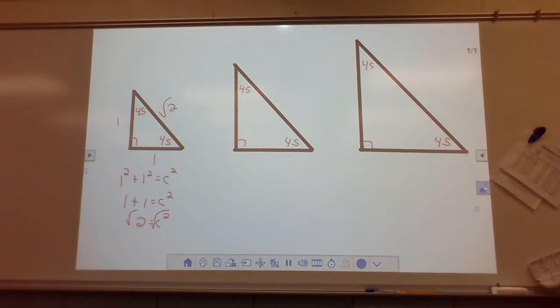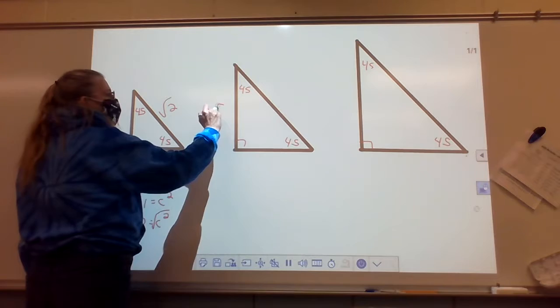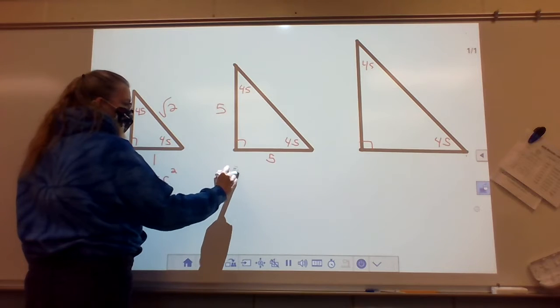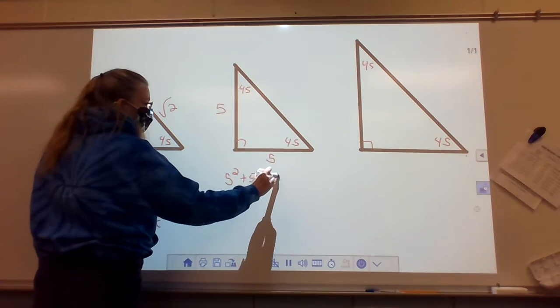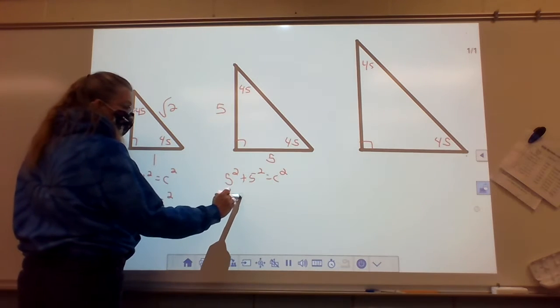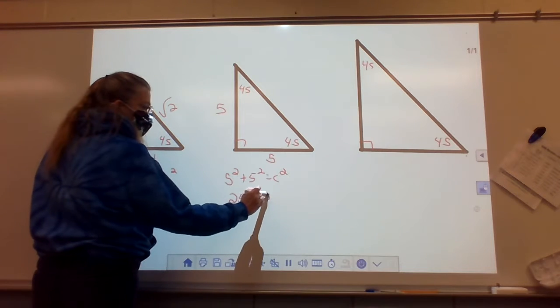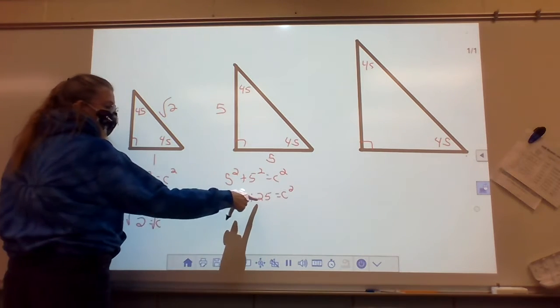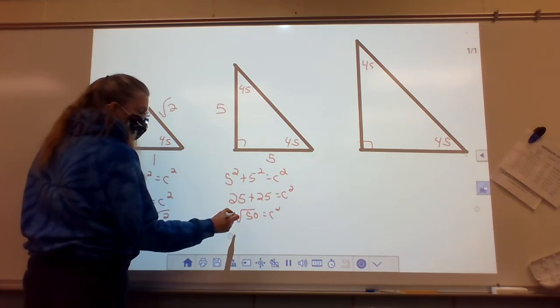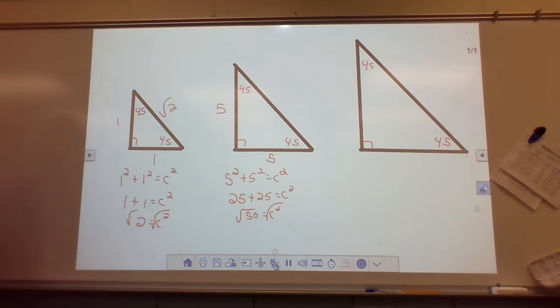Now, we're going to see if we can kind of come up with a pattern. So then we're going to do 2 more to see if there's a pattern. So let's pick 5. So let's put 5 here. Well, same as before, 5 squared plus 5 squared equals C squared. We're using the Pythagorean theorem. 5 times 5 is 25 plus 25 equals C squared. Add these together, I get 50 equals C squared. I don't want the square root yet. Well, I will be square rooting.